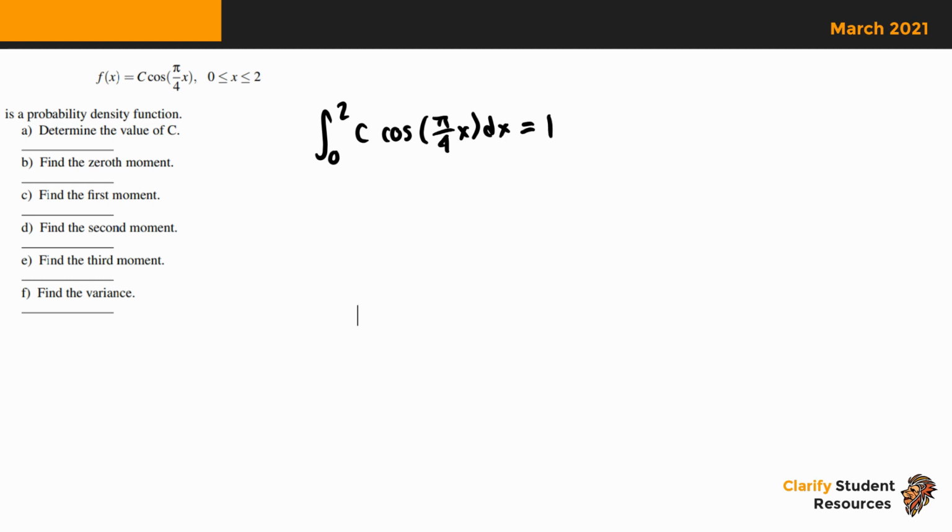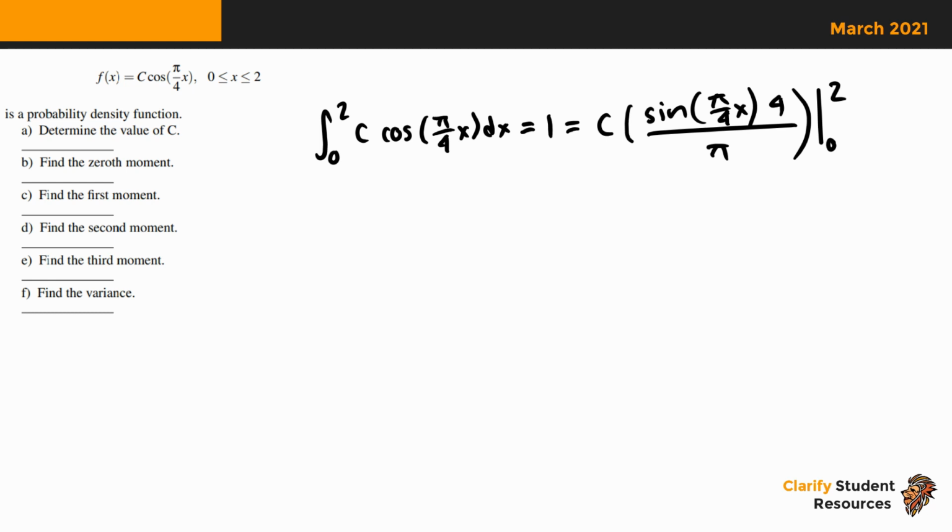And then what we're going to see is that when we integrate cosine, well, first of all, c is just going to be a constant, so we can take that out. Cosine, we're basically just going to get sine pi over 4 x. But then we have to remember the chain rule, so this is going to be multiplied by 4 over pi. And then this is over its range, so from 0 to 2.